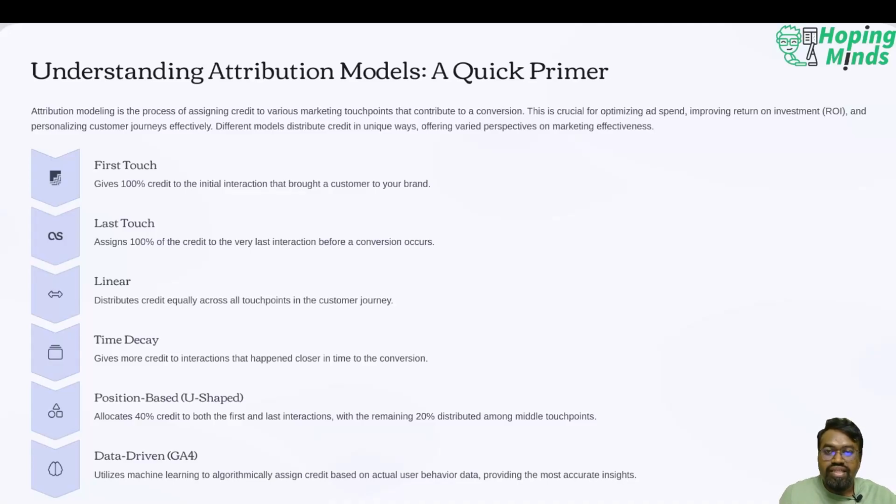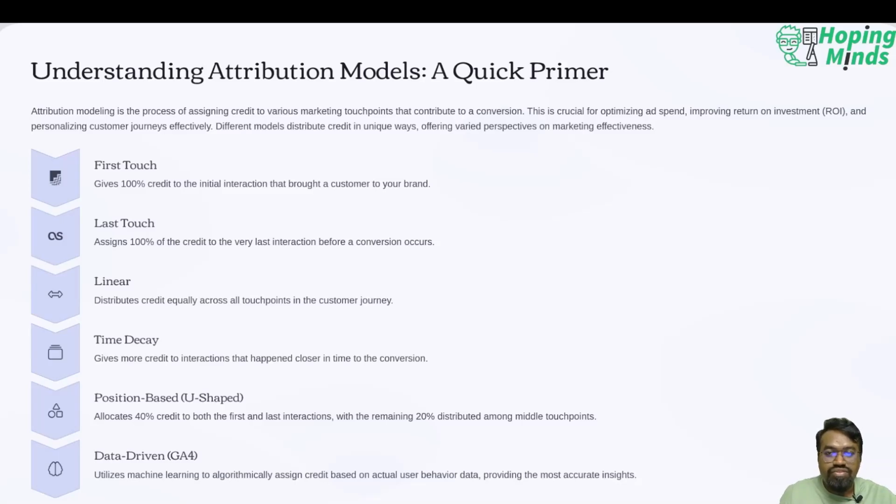Now, last touch point assigns 100% of the credit to the very last interaction before a conversion occurs. So, this is the last touch point, like before leaving the website, what that user is doing on your website. Probably the user might have converted, and after conversion, they are leaving the website, and hence they are making a last interaction. Therefore, it is known as last touch.